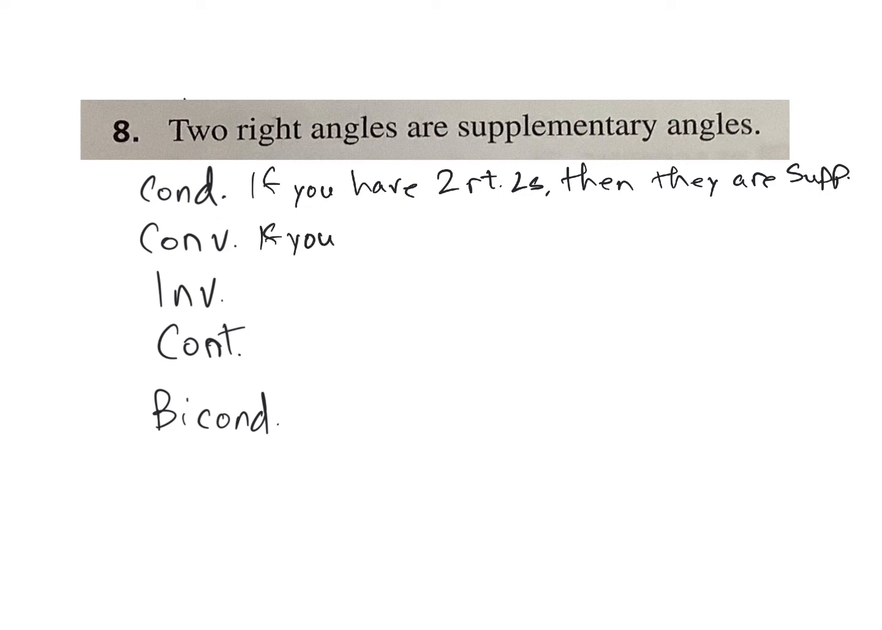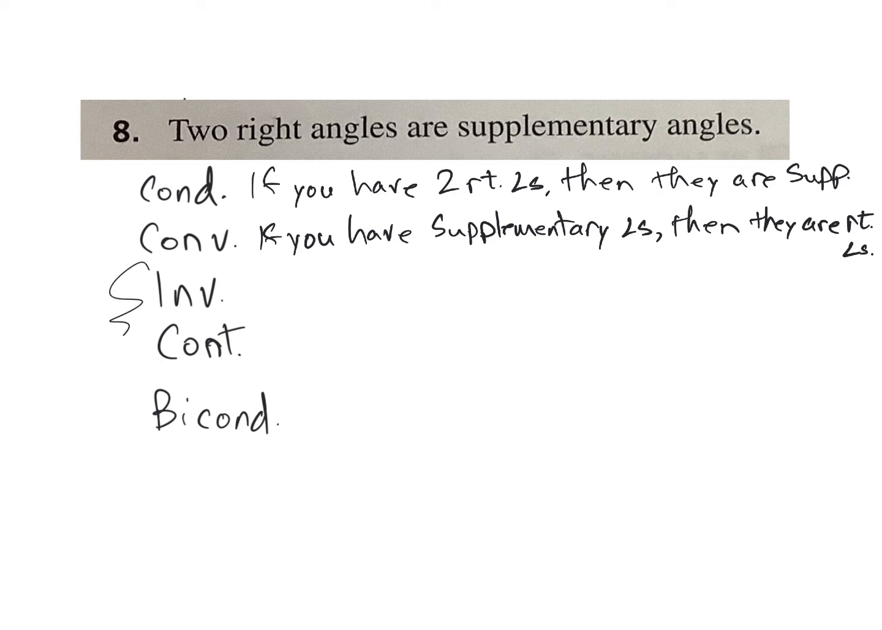If you have supplementary angles, then they are right angles, which obviously is not totally true, but you're just rewriting it, okay? We're not worried about true or false yet. The inverse and the contrapositive means you rewrite those first two and negate them. If they're already negated, then you make them positive.